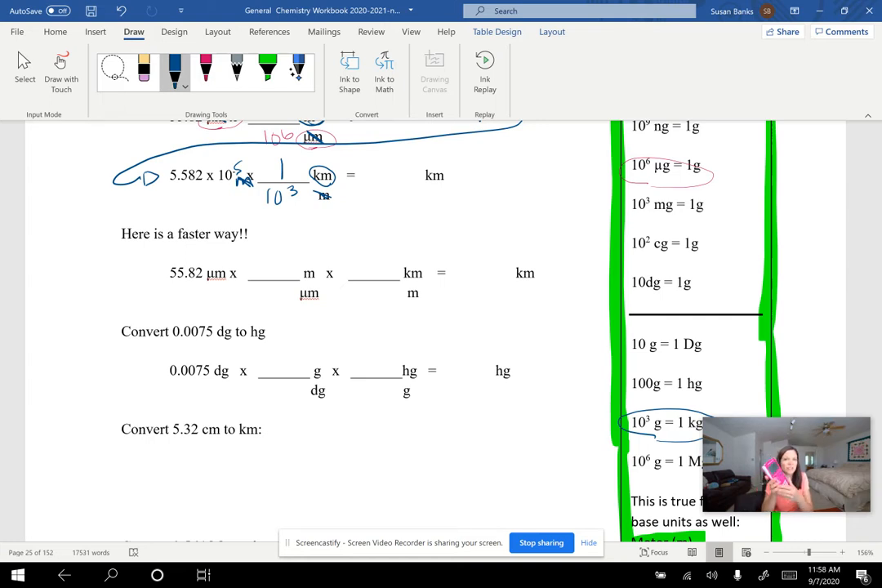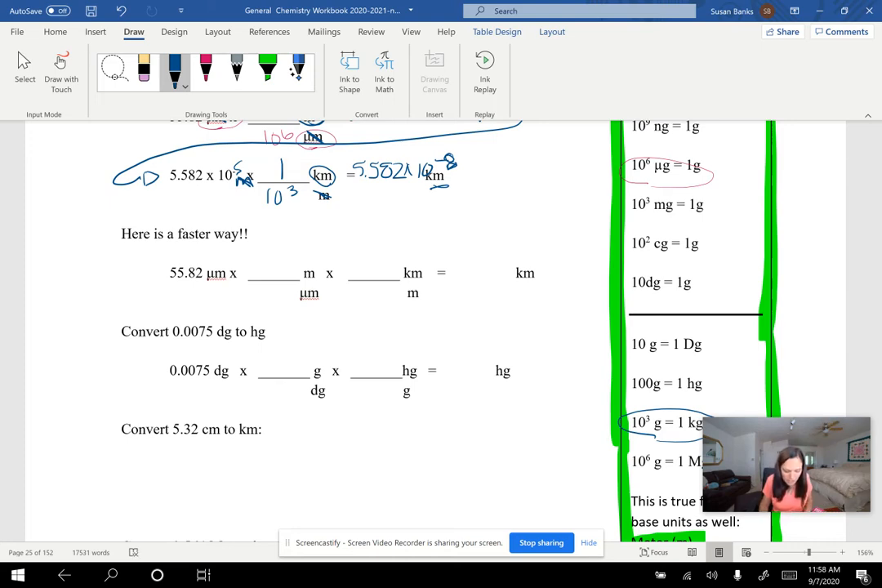So I'm going to take this answer that we got from the previous question, and I'm just going to divide it by 10 to the 3, or 1,000. So divide by 10 caret 3. So that's what I plugged in here. I'm going to hit enter. This will give me 5.582 times 10 to the negative 8. And my unit that I'm left with is kilometer.